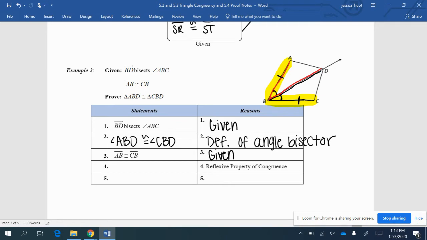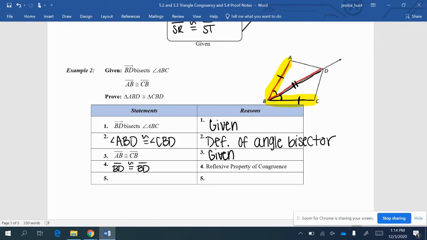Our next statement or reason says reflexive property. I see that they're sharing the side BD, which means that BD is congruent to itself. So I'm going to mark that with 2 dashes because 1 has already been used.